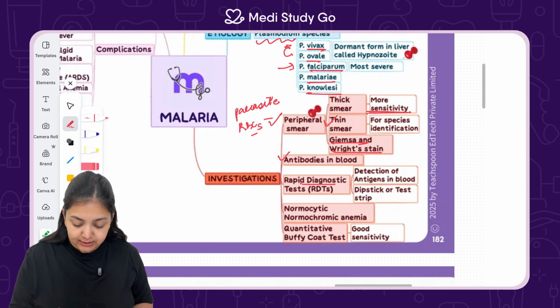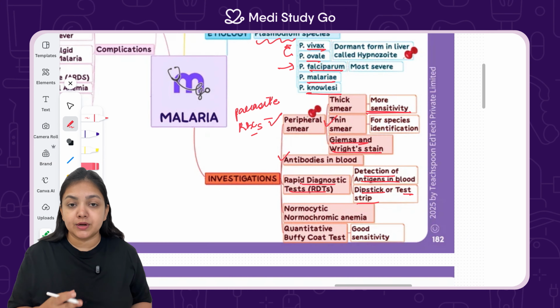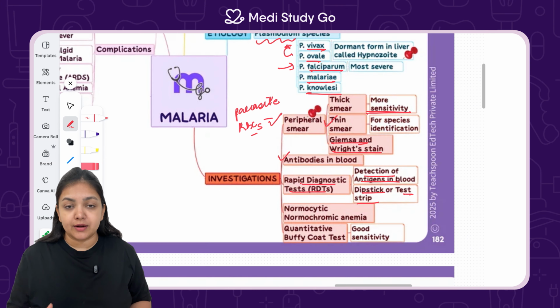Now, a rapid diagnostic test like an antigen test can be done using a dipstick or test strip, which actually tells us which type of antigen is present, which can help us to rule out whether it is bacterial, fungal, viral, or protozoal in nature. Then there is going to be anemia, which is normocytic, normochromic in nature. You can visualize it by using CBC testing.